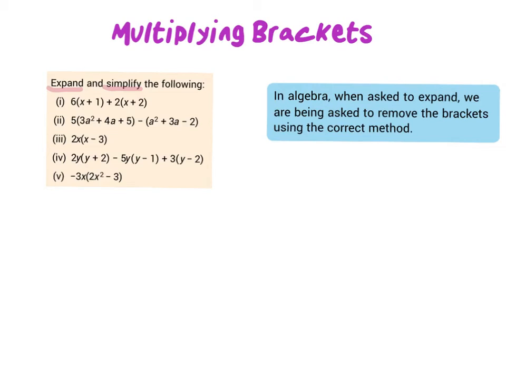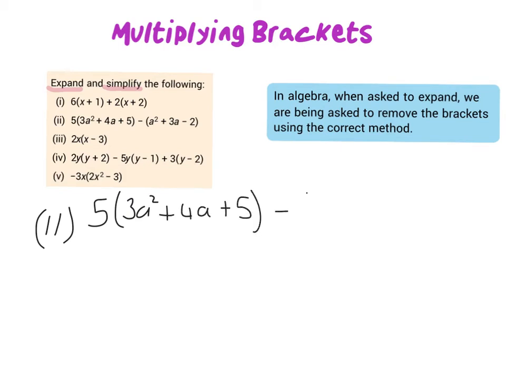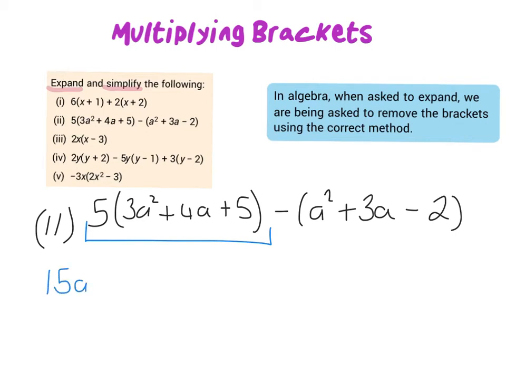Now to try a more difficult one, we're going to go for part 2. In this one, we're asked to multiply 5 by 3a squared plus 4a plus 5, and I close my bracket, minus a squared plus 3a minus 2. So to multiply out the first brackets here, 5 by 3 will always give me 15, followed by a squared. 5 by 4 is always 20, and I have a, and I have 5 by 5, which is 25.